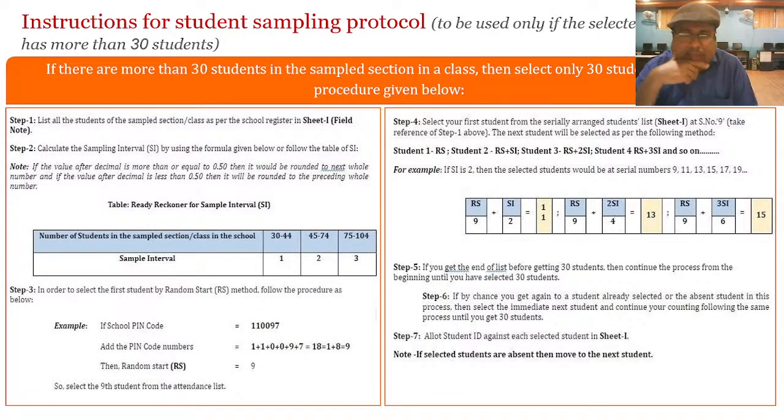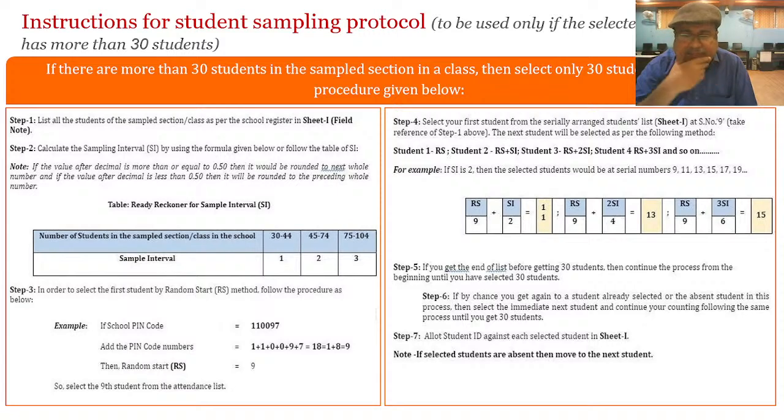Now this sitting plan is regarding the random survey. In the very first example, the random survey number is 9 and the sample interval is taken as 2. There is one table, a ready reckoner for sample interval, please see it. If there are 30 to 44 students, the sample interval is 1. If 45 to 74 students, the sample interval is 2. And if 75 to 104, it is 3. So I am sure it will remain between 1 or 2.